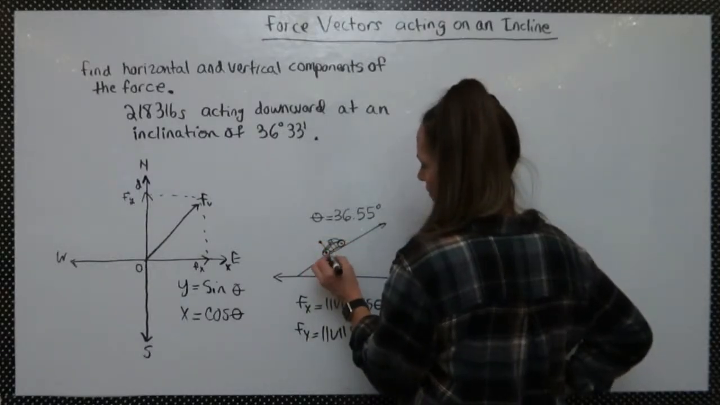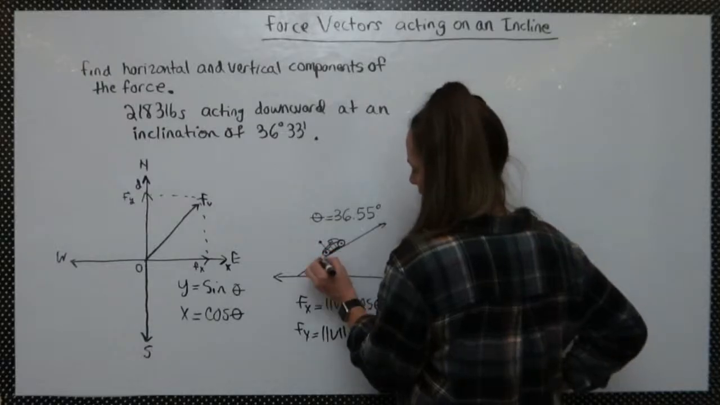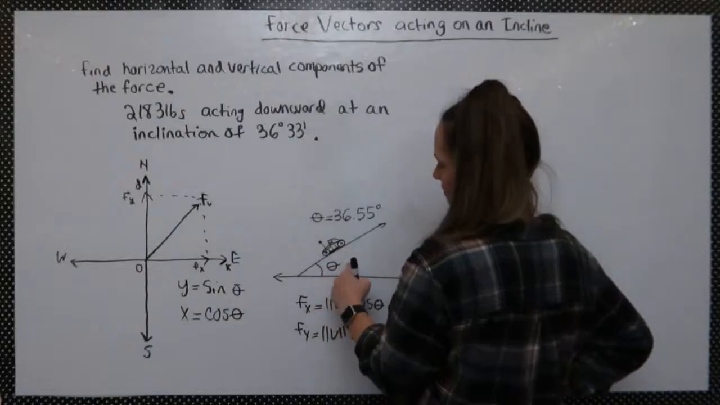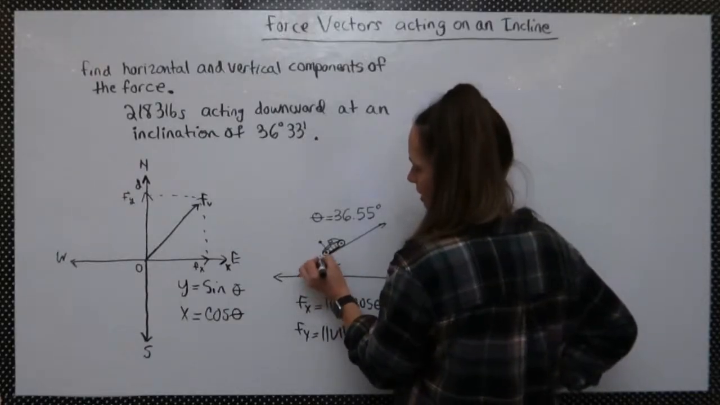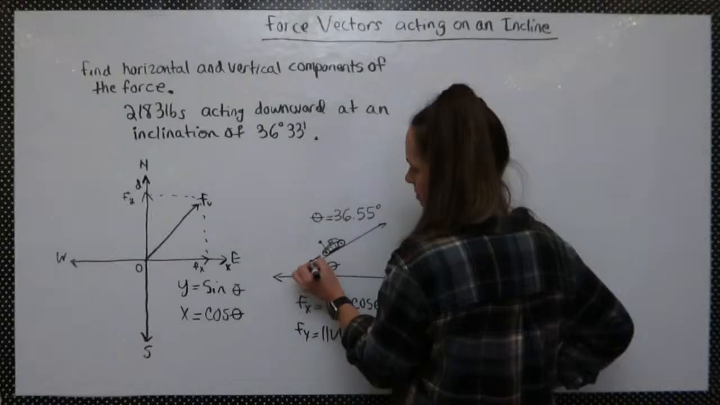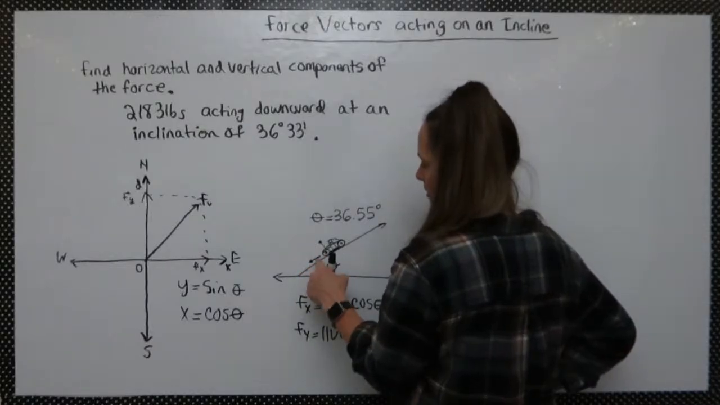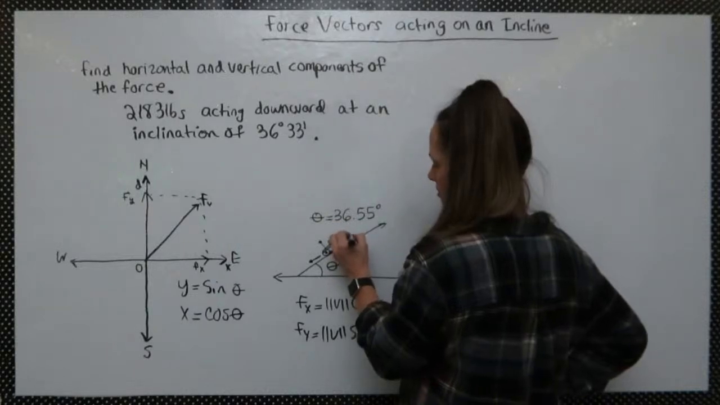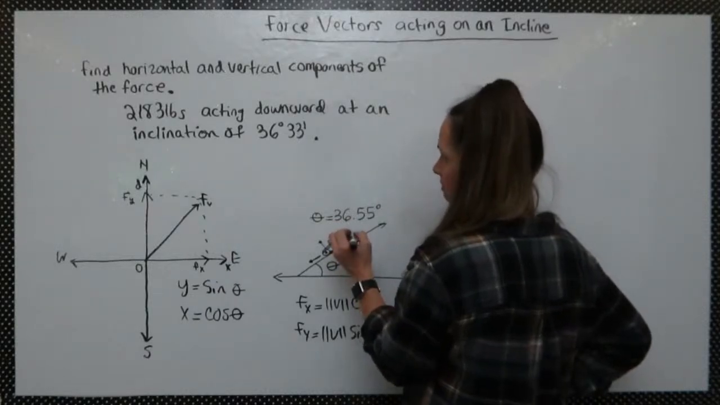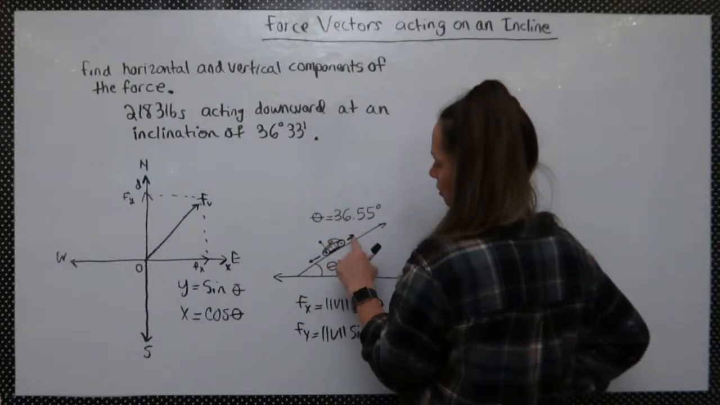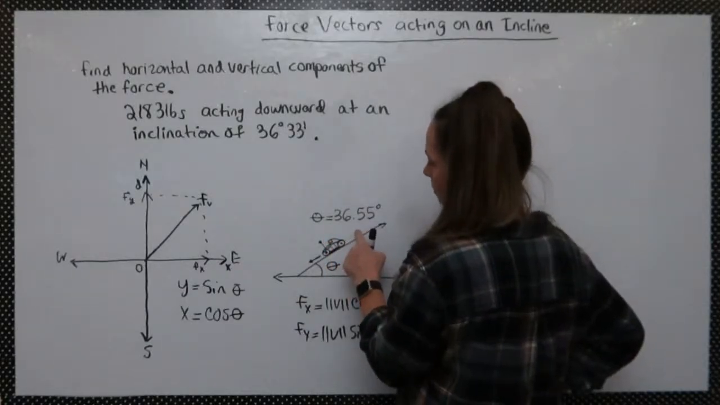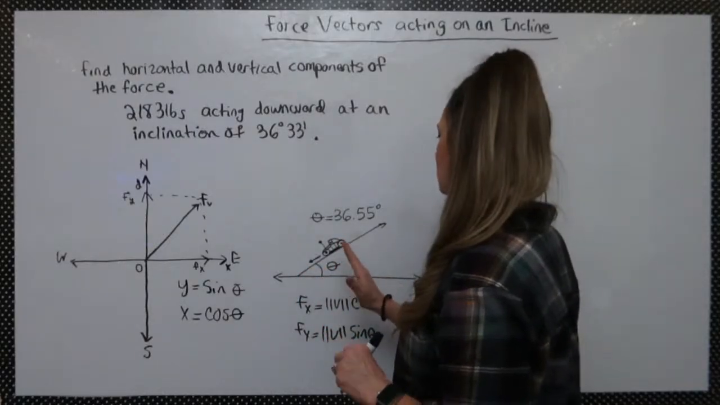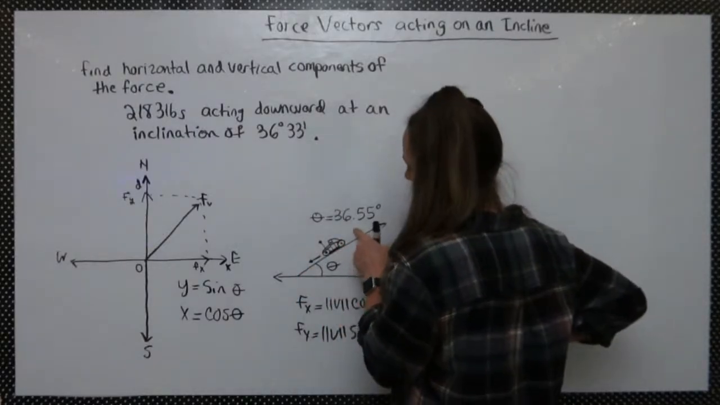Anyway, so we might have a car, and the force is acting downward at an inclination of theta. So the force is going this direction. In order to find that horizontal component, we're looking for a force that's equal and opposite in direction that is going to hold it. All it's wanting is these horizontal and vertical components.